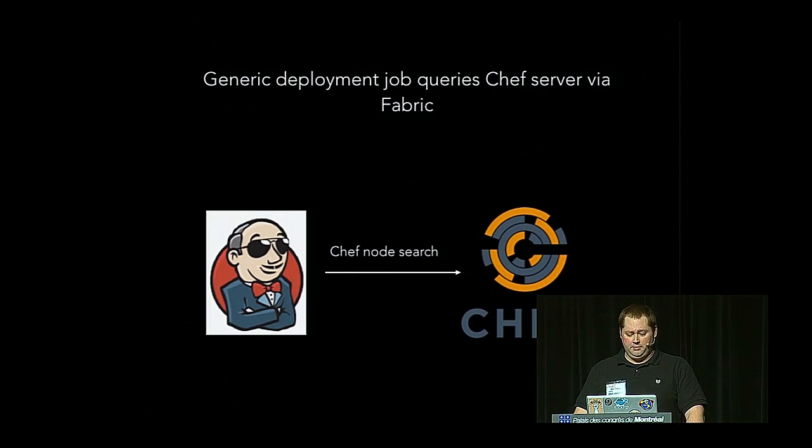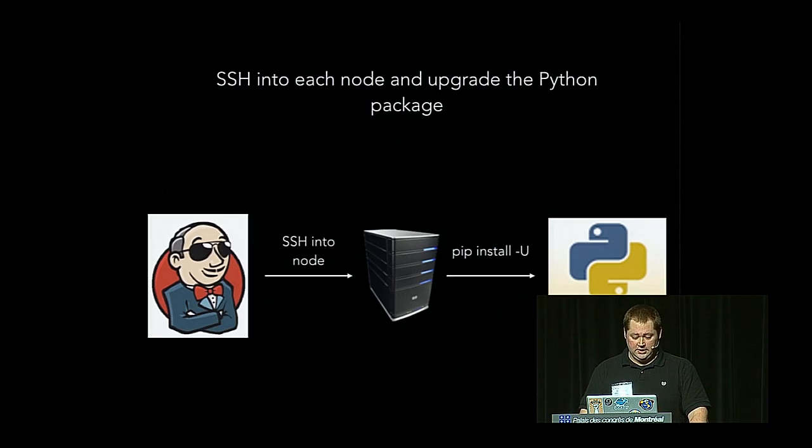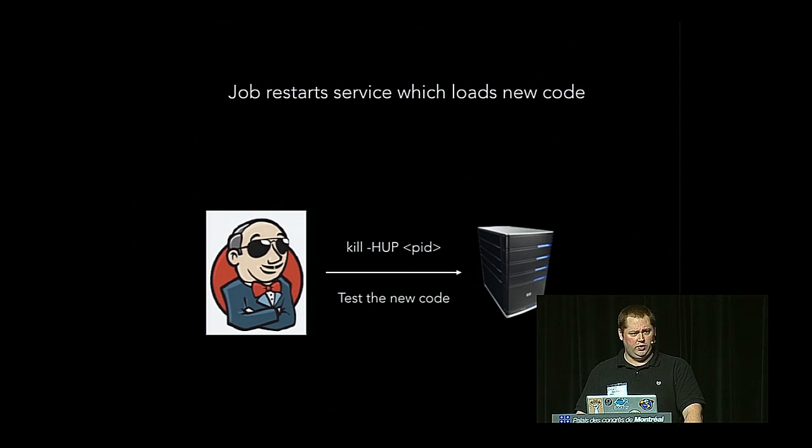The generic deployment job first queries the chef server. This is where Fabric kind of enters the scene. The following actions in the next slides are all within the context of Fabric. Given the chef role provided to the generic deployment job, we query chef using the role name and the environment. For each node returned in the chef search, we do the following. We SSH into each node and upgrade the Python package. It's a simple pip install -U and the package name, everybody's happy, nice and easy. After the package is installed, we restart the API to load the new code.